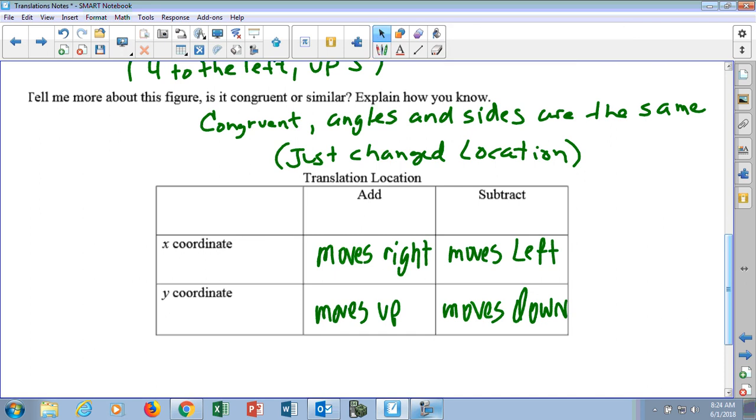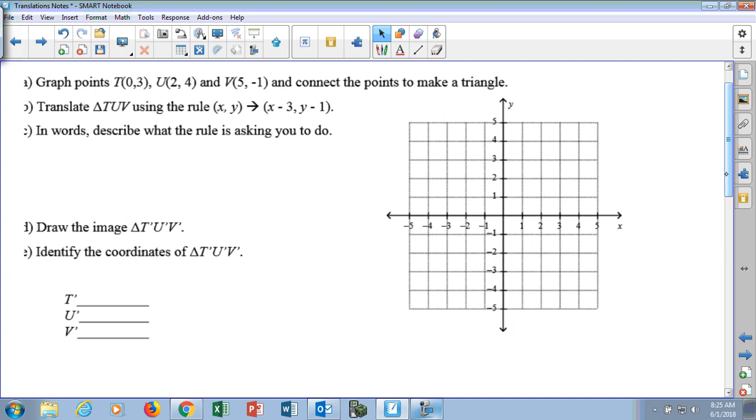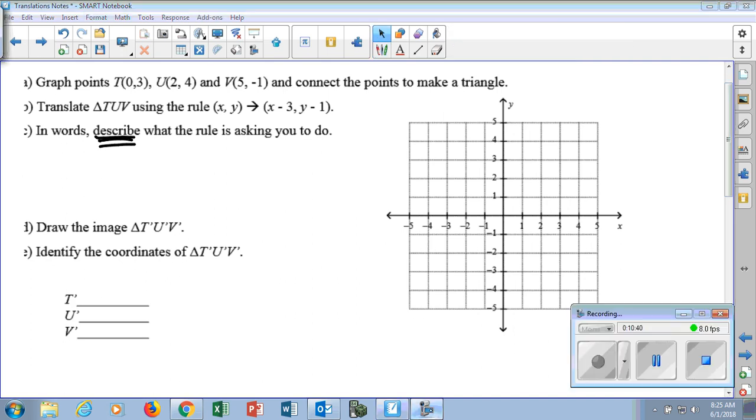Okay, last one I want you to try is on that last page there, example 3. Okay, so you're given a triangle. It's pretty long. But now instead of the translation part, they give you the rule. X minus 3, y minus 1. So now let's see what you can figure out. And what are the new coordinates? And of course, too, in words, describe, tell me what the rule is asking you to do. So I'll give you guys a few minutes with your teammates to work on that one.